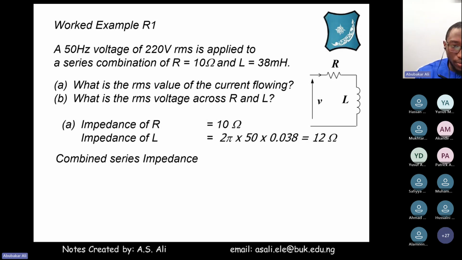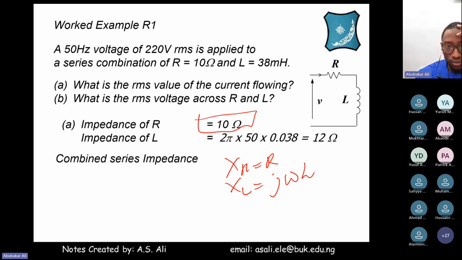So we know the impedance of R is simply 10 ohms, right? XR is equal to R. So it's 10 ohms. But what of XL? XL is nothing but what? J omega L. All right, what is omega? 2 pi f. And what is L? 38 millihenry. So we have 0.038, right? And this will give you 12 ohms.